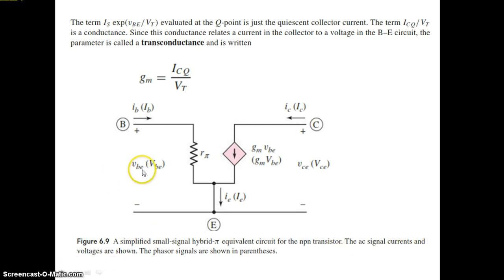So here small VBE refers to the AC voltage. Small VCE refers to the AC voltage, and the capital VBE, capital VCE refer to the DC voltages. So small i, small v denote the AC current and the AC voltage. Capital I and capital V denote the DC currents and the voltages. Okay. So this is the small signal hybrid pi equivalent circuit for the NPN transistor.